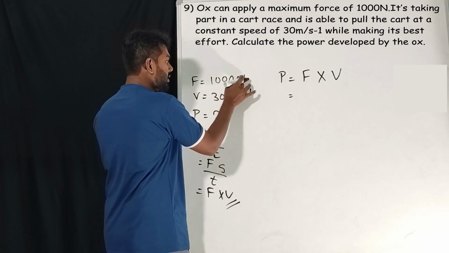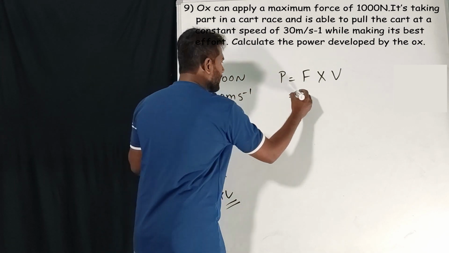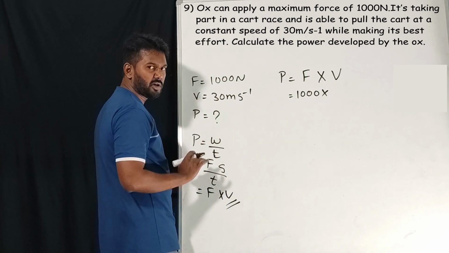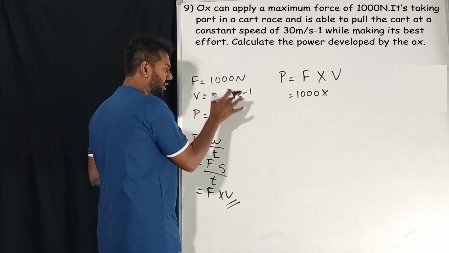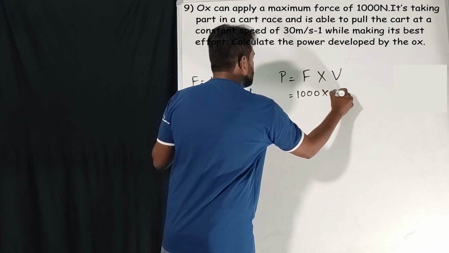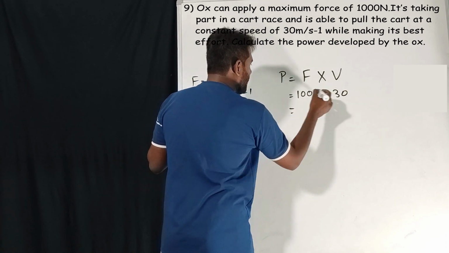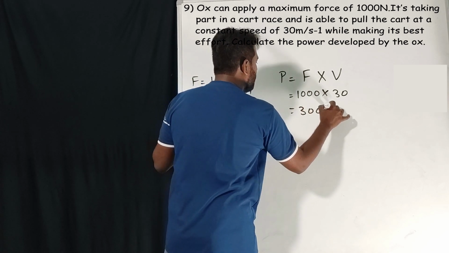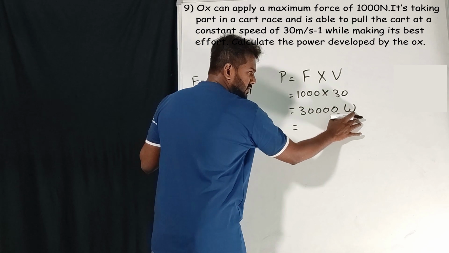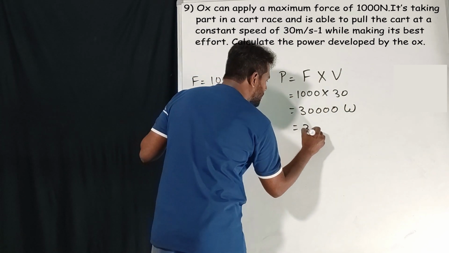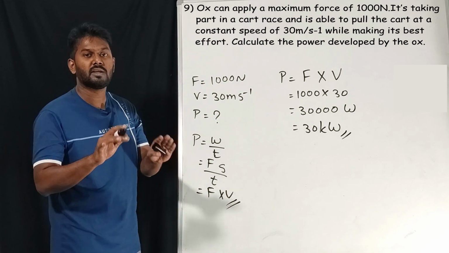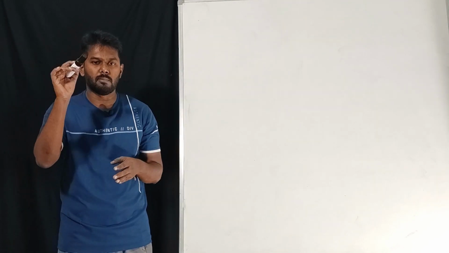Force is 1000 Newton, so it is in SI units. We can directly substitute 1000 into velocity. What is the SI unit of velocity? Meter per second. So it is in its SI unit, no need to convert it to any other value. So 30 into 1000, 30,000 watt. If you write this, you will get full marks. In the textbook, they have given it like this, 30 kilowatt. Very simple question.